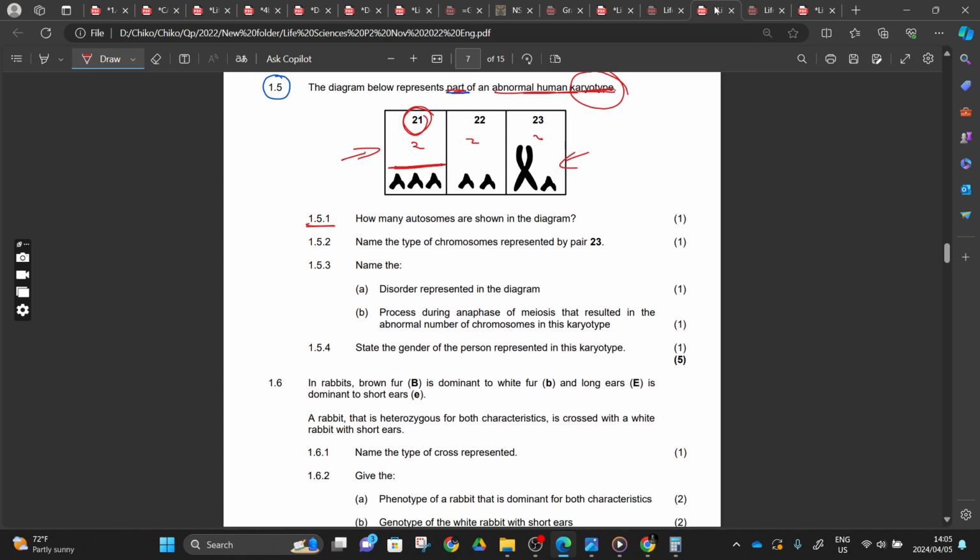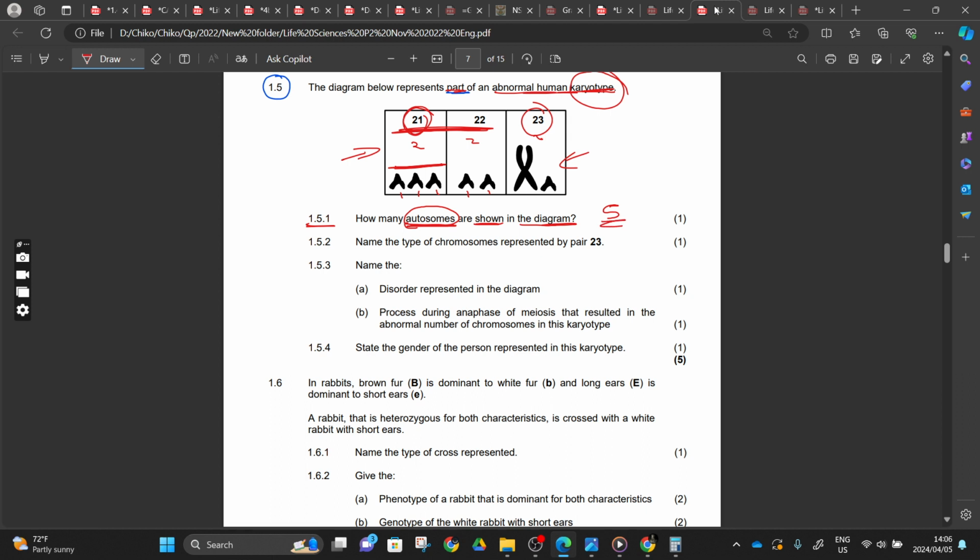1.5.1, they said how many autosomes are shown in the diagram. How many autosomes? By this time you know that we have autosomes and gonosomes, and since pair 23 is our gonosomes, it means that they want the number of autosomes. How many autosomes are shown? It will be 1, 2, 3, 4, 5. That will be only 5 autosomes.